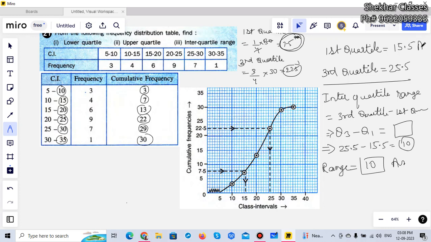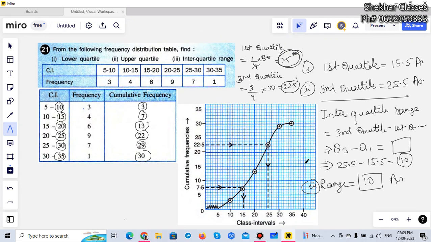This is the answer for the first part, this is the answer for the second part, and this is the answer for the third one. So we have got the answer for all three questions: the lower quartile, the upper quartile, and the interquartile range.